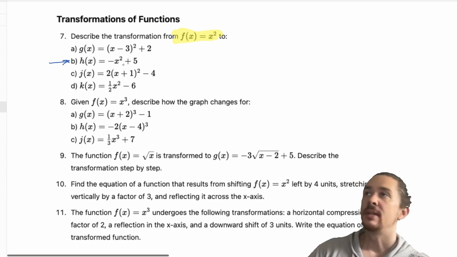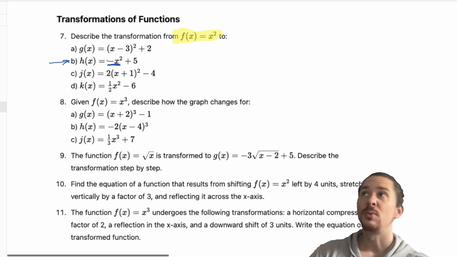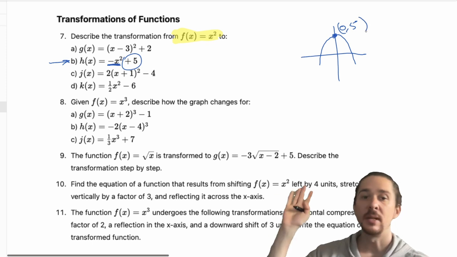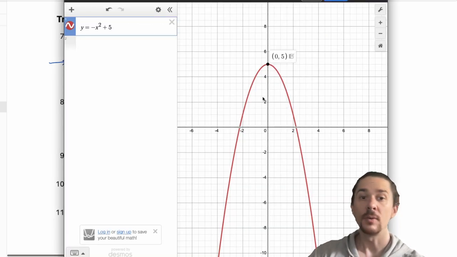For the second one, we can see that it's being flipped upside down because we've multiplied the function by a negative. And then it's been shifted up by 5 afterwards. So that means that our parabola is going to have its vertex here at 0, 5. And it's going to be upside down. And here you can see the vertex at 0, 5 on an upside down parabola.